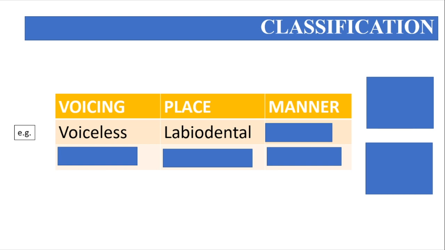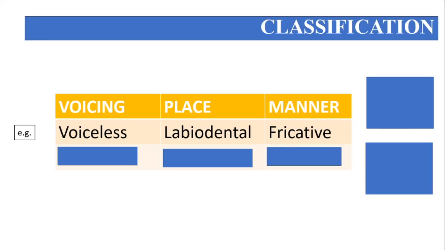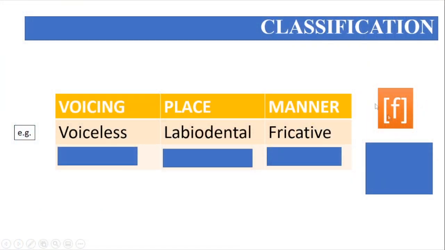So it could be, for example, fricative. What happens in fricative sounds is that the articulators will touch each other continuously and air can still escape. Different from plosive sounds, in which you will close your mouth and it somehow explodes. So for example, if you have a voiceless sound that is labial-dental and it's fricative, you will have the f sound. It's voiceless, it's labial-dental, and it's fricative.